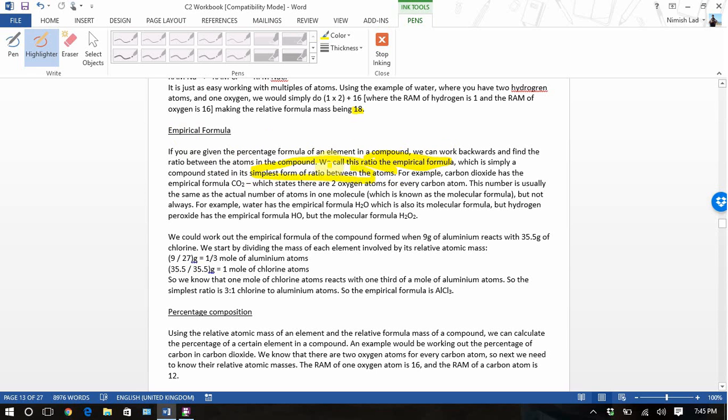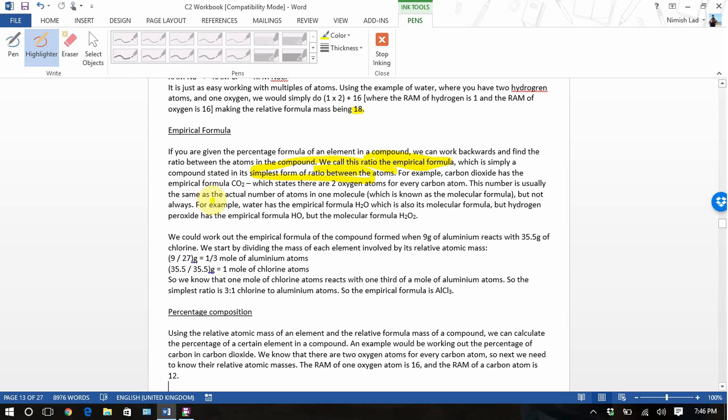So let's have an actual look at an example. Carbon dioxide has the empirical formula CO2, which states there are 2 oxygens for every 1 carbon. So it's a 2-to-1 relationship between oxygen and carbon. Now the empirical formula is not always the same as the actual number of atoms in a molecule, which we call the molecular formula. The formula for something could be C2H4, but that isn't the simplest form. The simplest form would be a 1 to 2 relationship, therefore CH2.